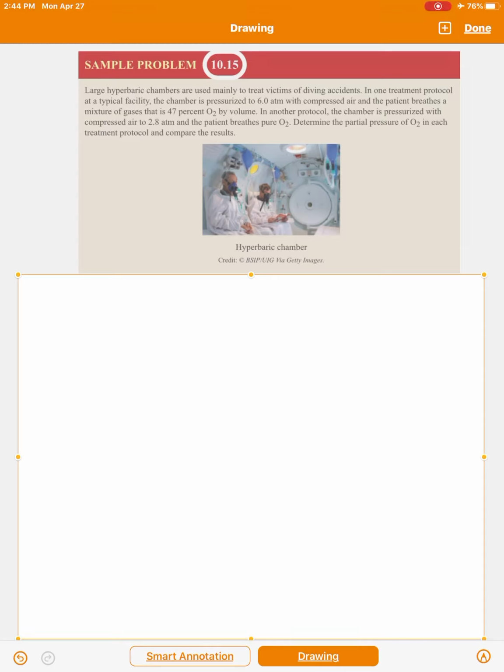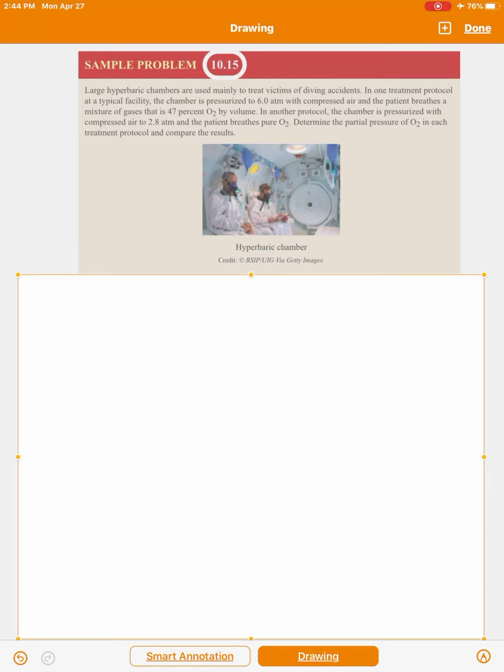Sample problem 10.15. Large hyperbaric chambers are used mainly to treat victims of diving accidents. In one treatment protocol at a typical facility, the chamber is pressurized to 6.0 atmospheres with compressed air, and the patient breathes a mixture of gases that's 47% O2 by volume. In another protocol, the chamber is pressurized with compressed air to 2.8 atmospheres, and the patient breathes pure O2. Determine the partial pressure of O2 in each treatment protocol and compare the results.